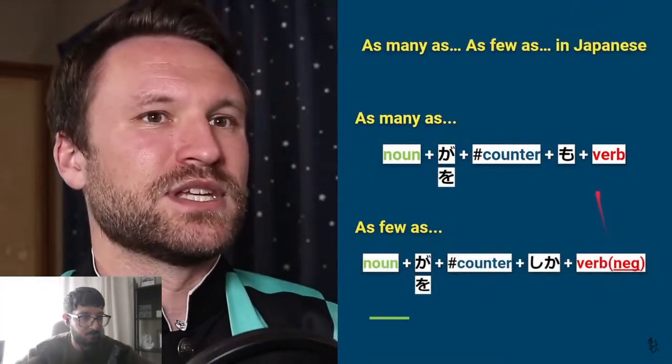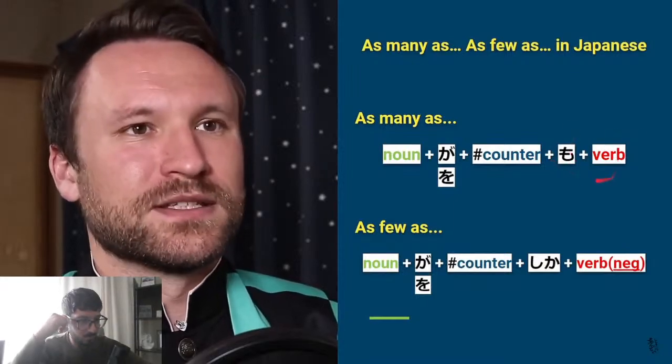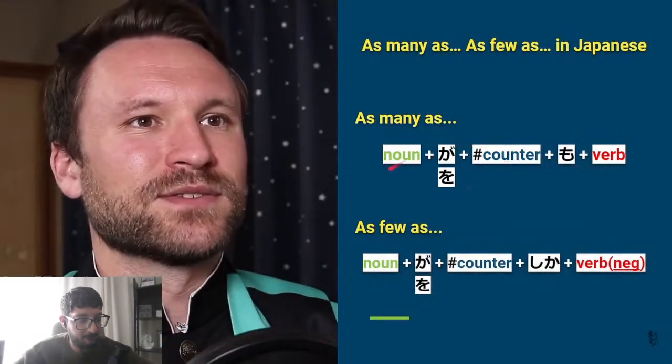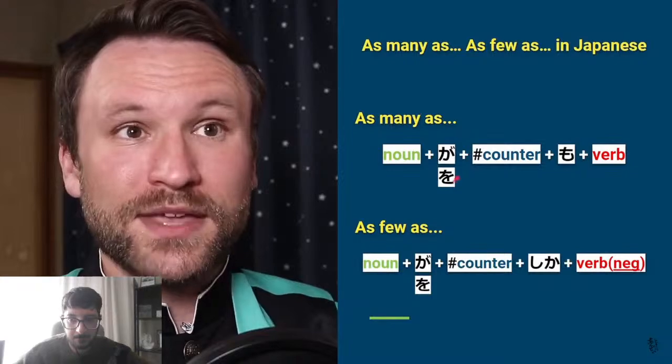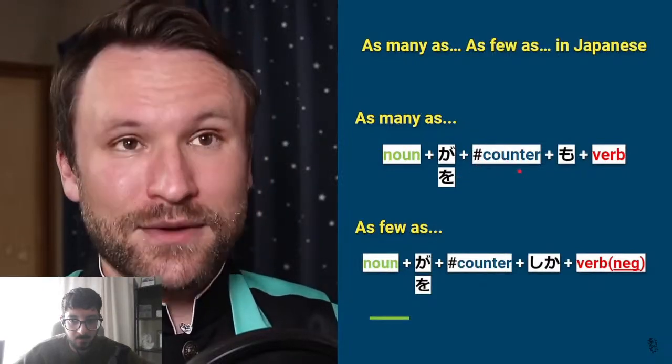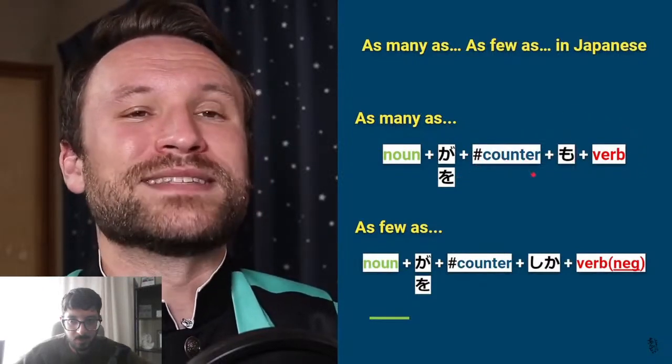Use a negative verb with shika. Whereas with mo, you use a positive verb. As many as something. So that is noun plus ga or o. Either particle is fine. Number plus a counter. Mo, verb means as many as.